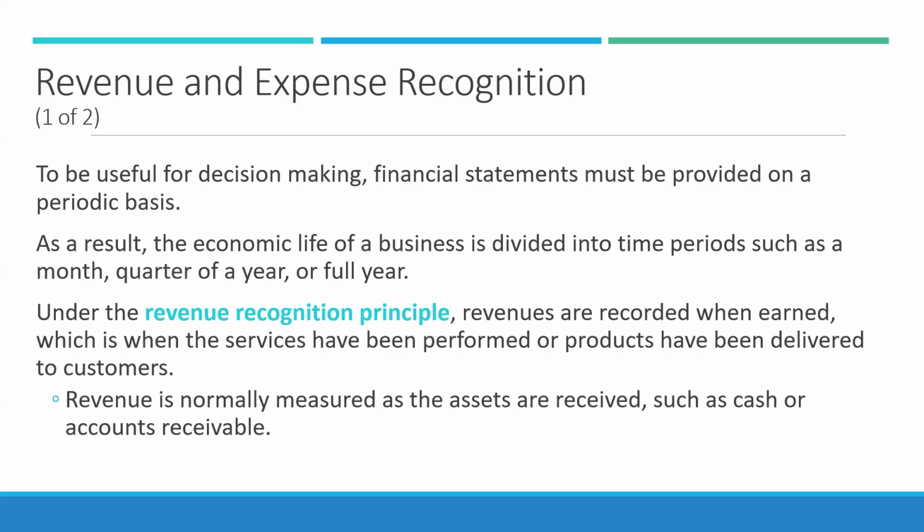Under the revenue recognition principle, revenues get recorded when they're earned, which is when the services have been performed or the products have been delivered to the customer. Revenue is normally measured as the assets are received, such as cash or accounts receivable. So if you don't get cash when revenues have been performed, you're going to generally use accounts receivable, which means that individual is going to pay you money. They just haven't paid you the cash yet. Make sense? Everyone following me so far?